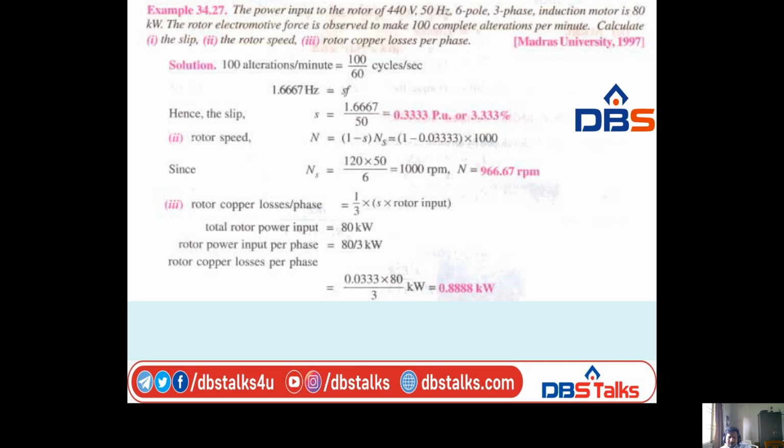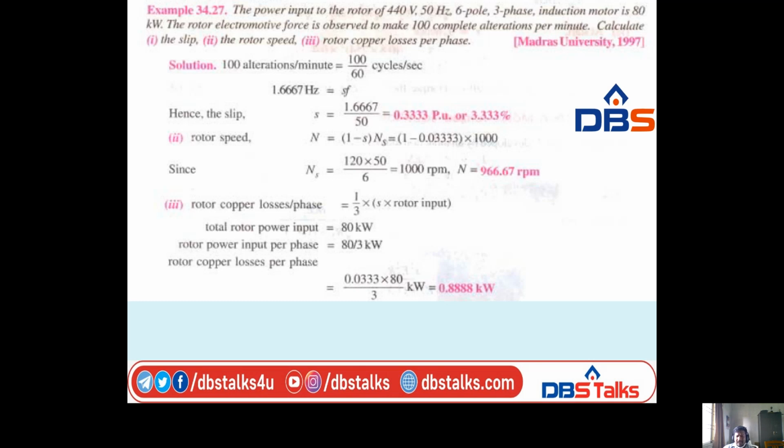Another one, rotor copper losses per phase. Per phase means 1 by 3. So rotor copper loss per phase is equal to 1 by 3 times the slip into rotor input. So rotor copper loss by rotor input is equal to slip. Rotor copper loss is equal to slip times the rotor input, but 1 by 3 is for the per phase. So 0.0333 into 80 by 3, we are getting rotor copper loss per phase is equal to 0.888 kilowatt.